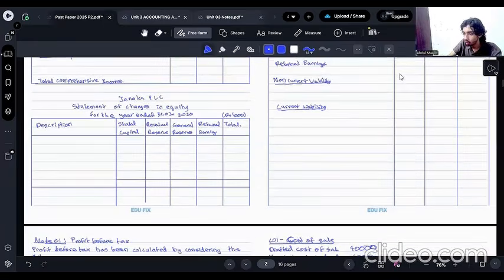Okay, audit fee payable 2,100, director fee payable, director fee payable 7,500.